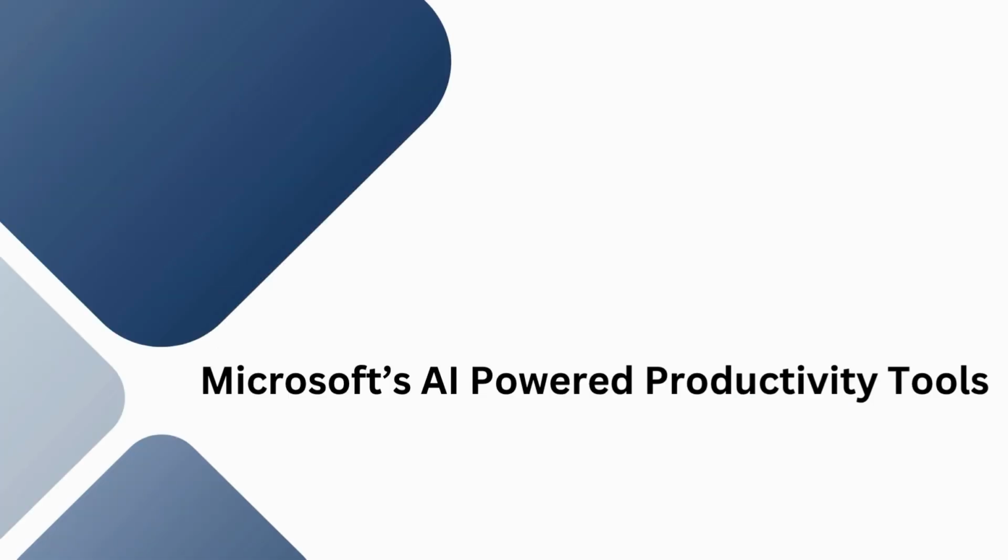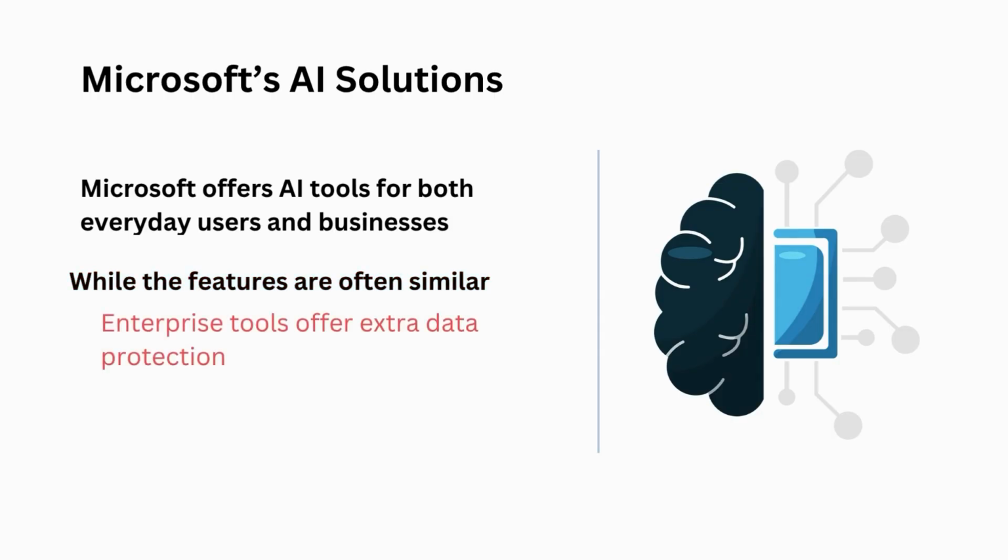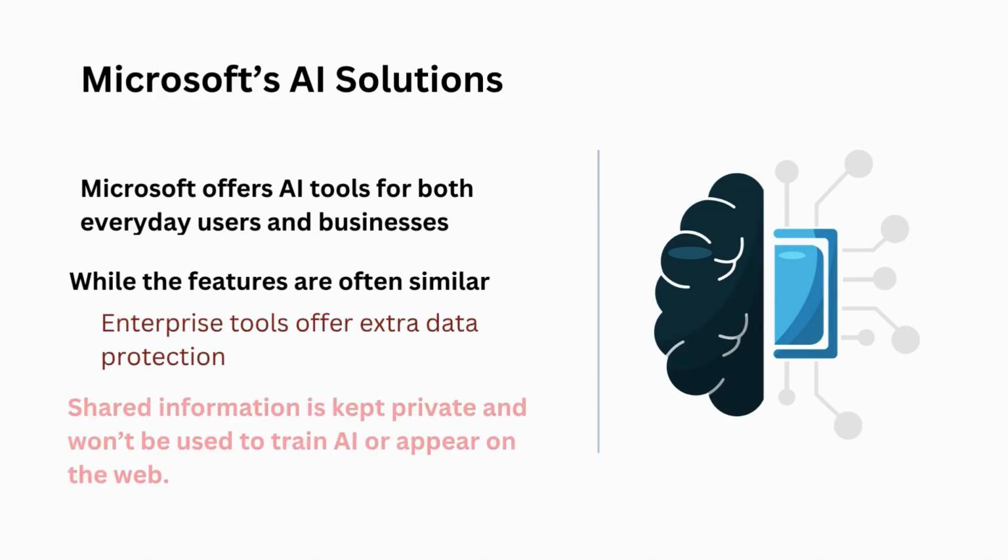Next, we will explore Microsoft's AI-powered productivity tools. Microsoft's focus on productivity. Now that we've covered Microsoft's AI investments, let's look at the tools they've created for productivity. Microsoft has AI tools for both personal and business use. While the features may be similar, enterprise tools protect your data. They don't use it to train AI or share it outside your company.